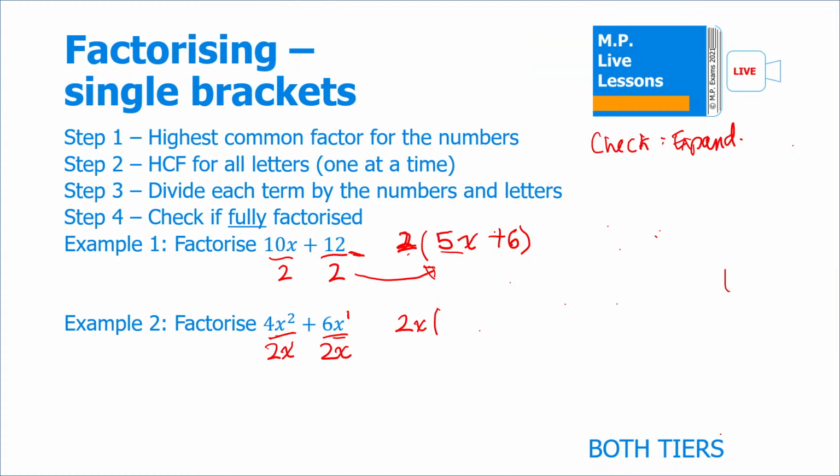Each of these go in the brackets, so 4x squared divided by 2x. So we do 4 divided by 2, which is 2, and x squared divided by x, so we take away the powers. It gets us just x. Then we add on the 6x divided by 2x, so 6 divided by 2 is 3, x to the power of 1 divided by x to the power of 1 is just 1, so that's just 3 on its own. And we can check by expanding these again to get back to this.